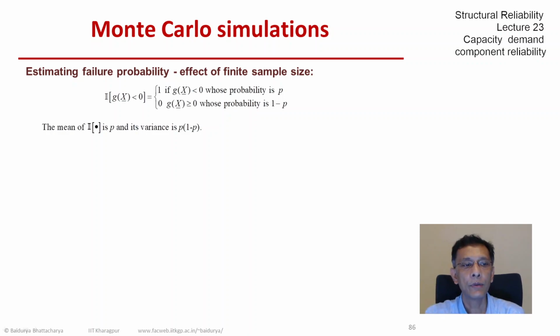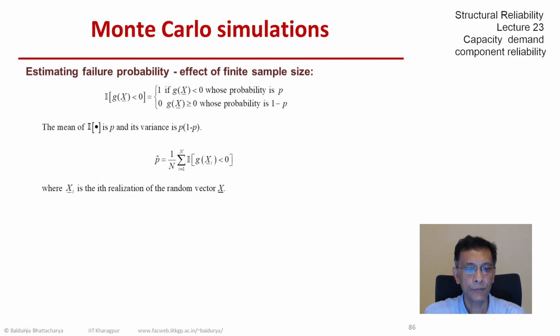So to recap, we have this indicator function I, which evaluates whether failure has occurred or not. It's 1 if failure has occurred, whose probability is P, and it's 0 otherwise. So the mean of I is P, and its variance is P times Q, or P times 1 minus P, because I is a binary or Bernoulli random variable.